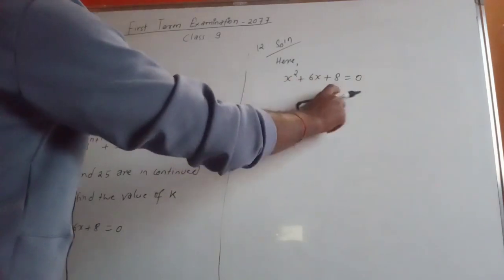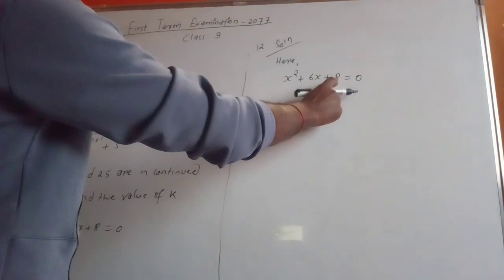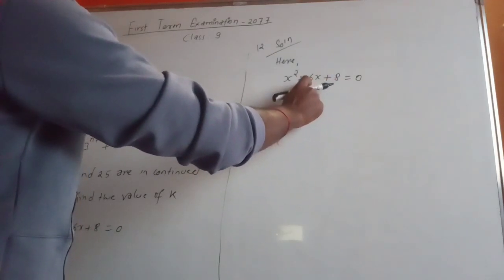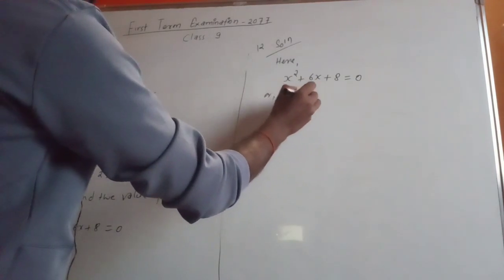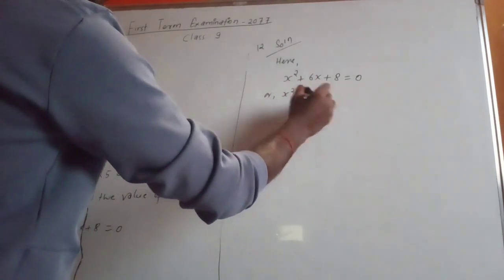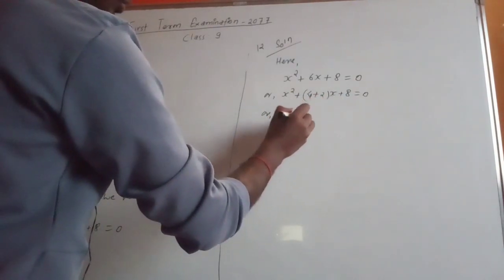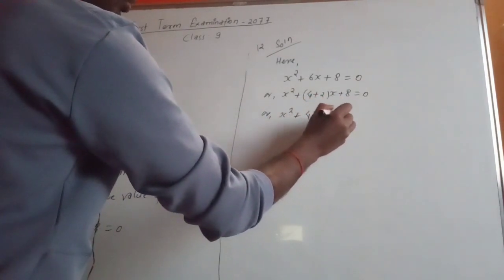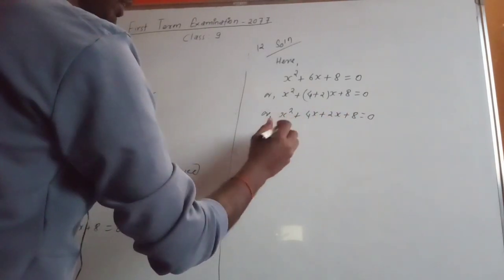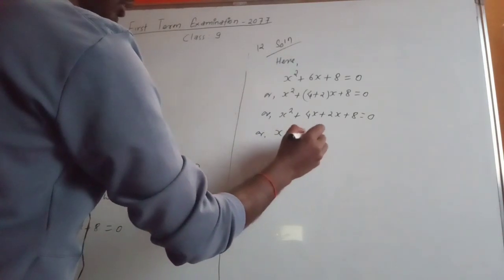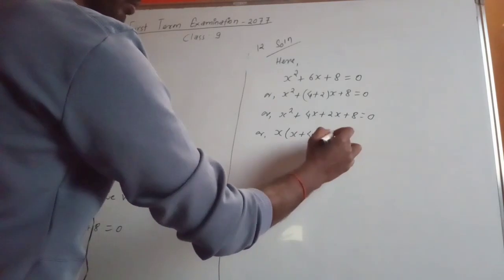Now this is a trinomial. To get the factors of this trinomial, try to find the factors of 8 whose sum or difference will be 6. Now 4 twos are 8, 4 plus 2 is 6. x square plus 4x plus 2x plus 8 equals 0. Now common between the first two terms is x, plus 4. Common between the last two terms is 2.